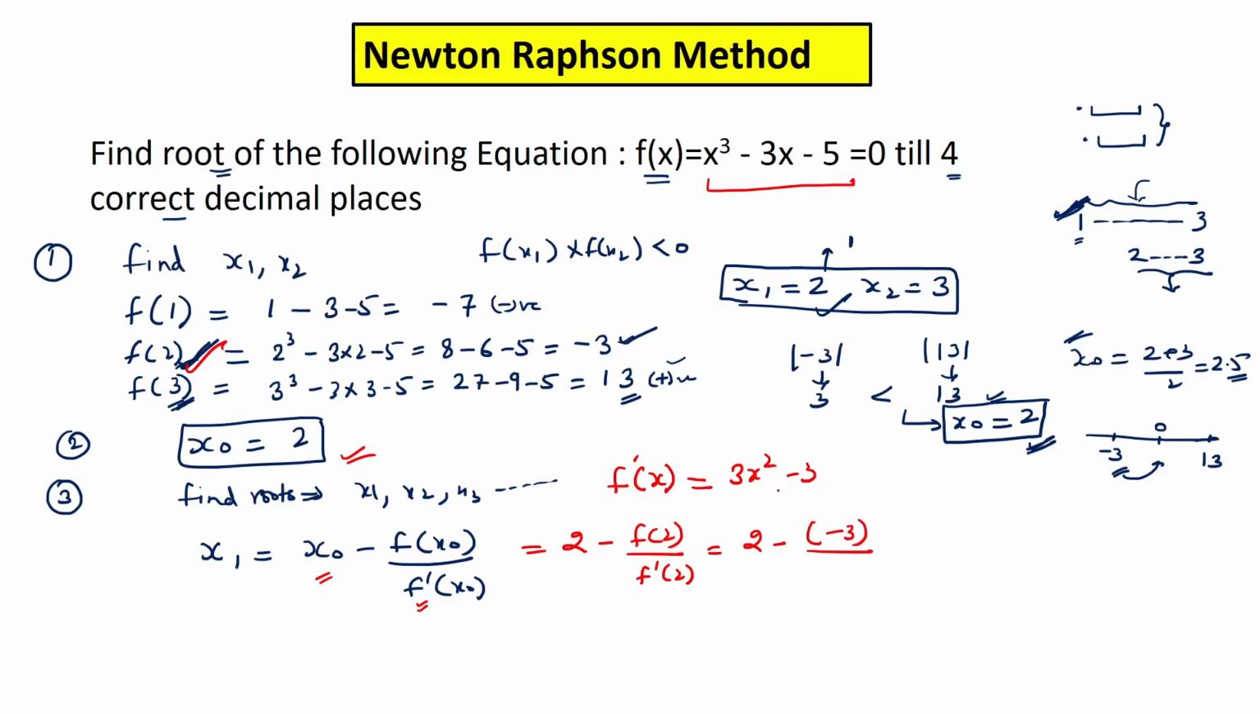So if we put 2 into this, it will be 3 into 2 to the power 2, 4, minus 3. So it will be 12 minus 3, it will be 9. This will be 3 1 ja 3, 3 ja 9, 1 upon 3. So it will be 7 by 3. And if you solve this, you will get 2.3333 and so on. So this is my x1.